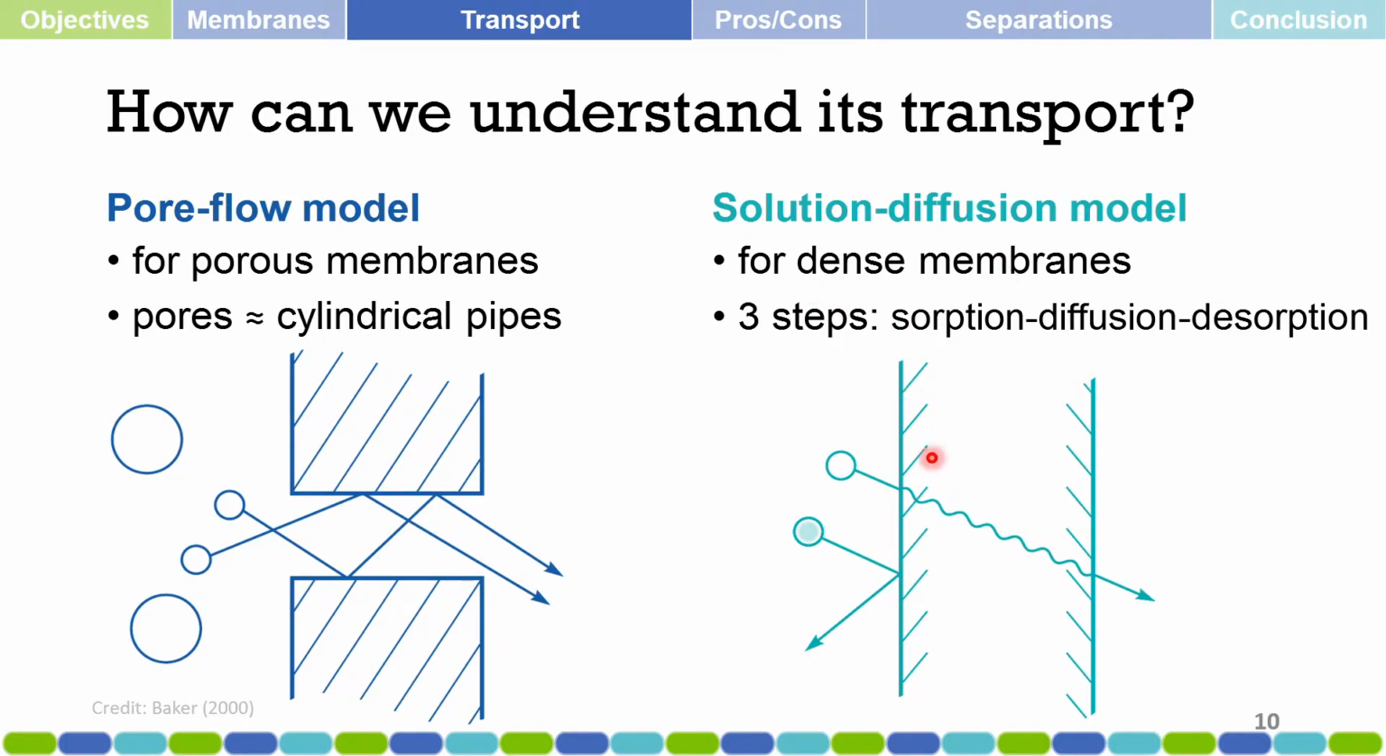What we assume for the solution diffusion model is that the transport of the component through the membrane occurs in 3 steps. Unlike the pore-flow model, which just flows through the pores to the other side of the permeate, in the solution diffusion model, there are 3 steps. First is the adsorption of the component into the membrane. Second is the diffusion of the component through the membrane. And then lastly, the desorption of the component out of the membrane and into the permeate side. So that is the assumption for a solution diffusion model.